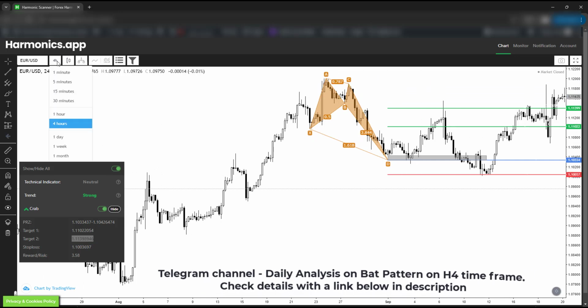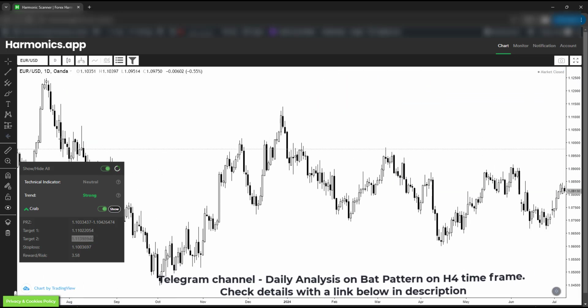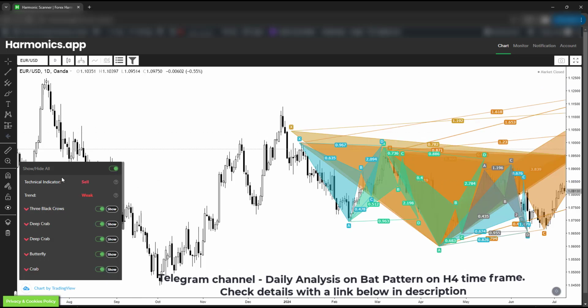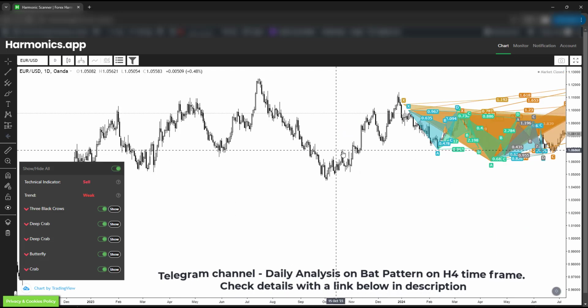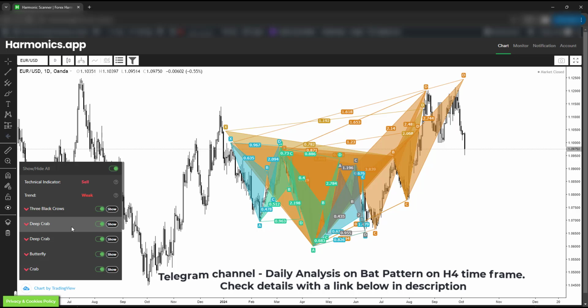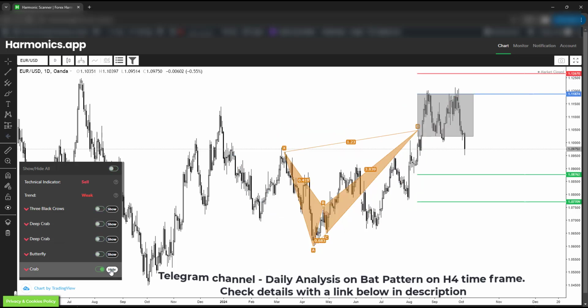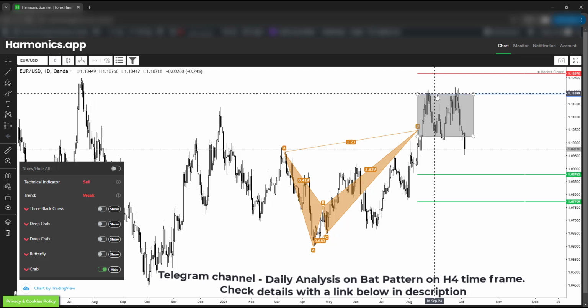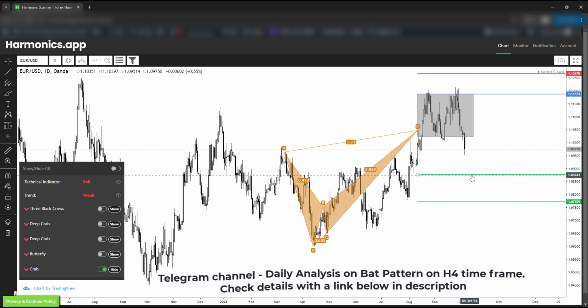Now, after that, if you would like to change the time frame, simply change this one, and the Harmonic SAP scanner will show you all the patterns that are currently available for this symbol on this time frame. So, for example, we have here a crab pattern that has been formed, and we can see the price has reached the entry level, now moving to the first take profit.